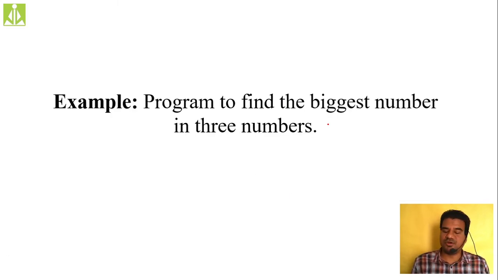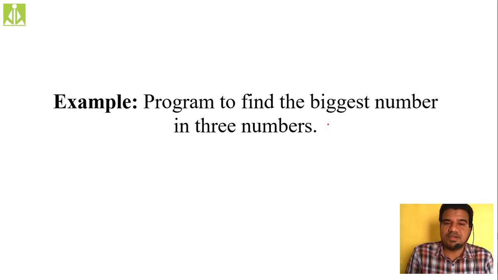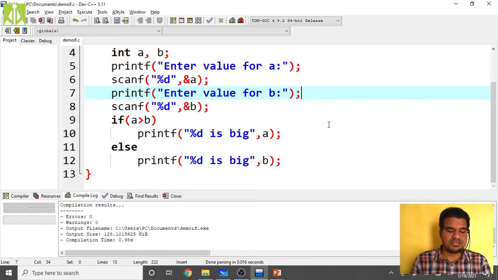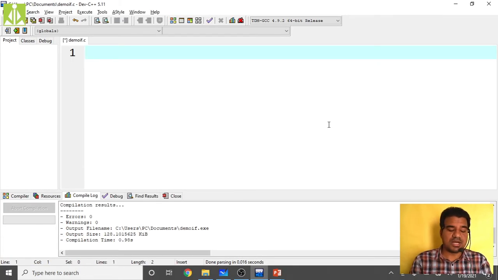So here we have to demonstrate with the help of an example. By including multiple conditions, multiple paths in our program, we can even find the biggest value among three values. So far we have done finding the biggest value in two numbers, but now we do finding the biggest value in three numbers. So to understand that, just delete this one and start writing the program.